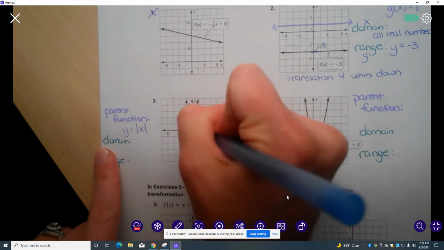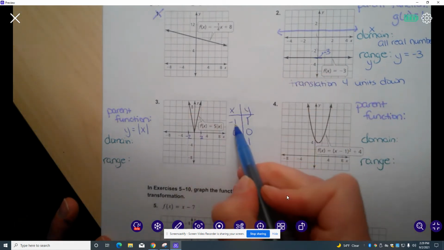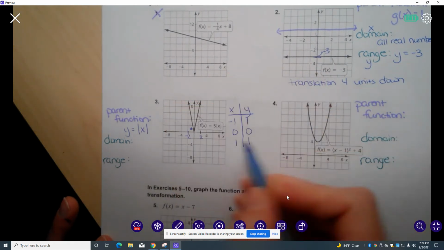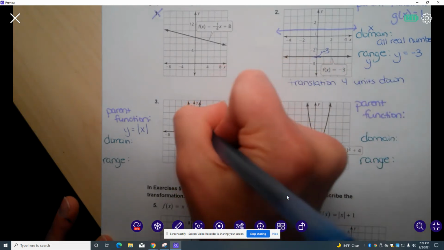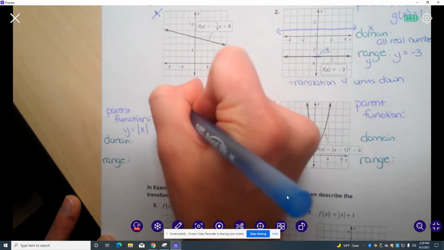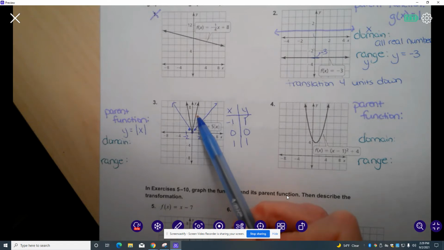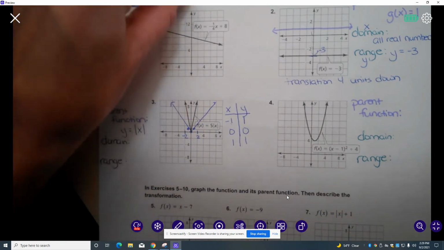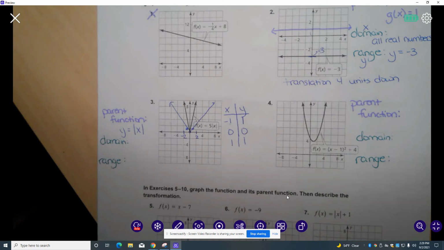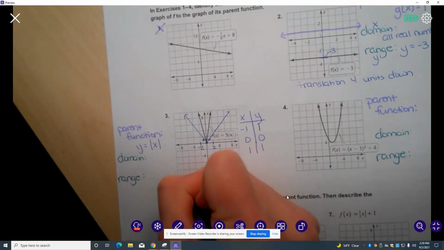Just be careful, this graph counts by 2's if you didn't notice. So I'm going to go ahead and graph this. -1, 1, 0, 0, 1, 1. It creates this V here. So this is what the parent function looks like. And we want to compare that to the function that's graphed here. You can tell that this is skinnier. Okay? It looks like it's been stretched up. It's been stretched up and away from the x-axis. So this is a vertical stretch.